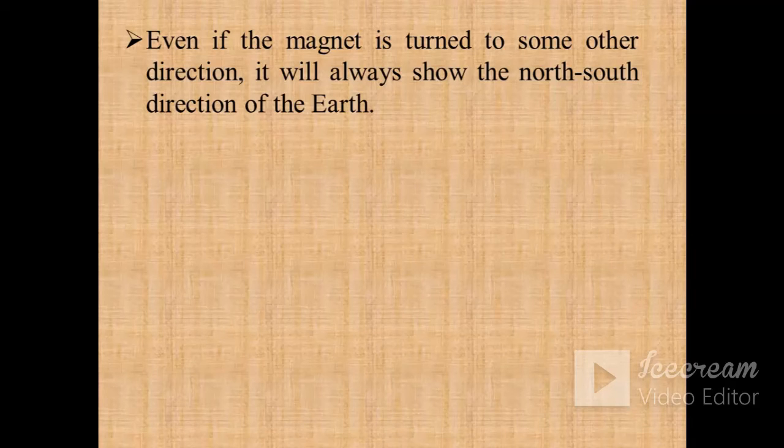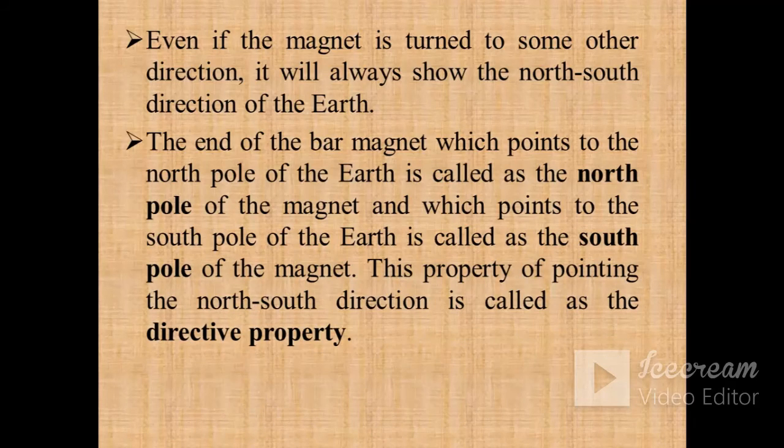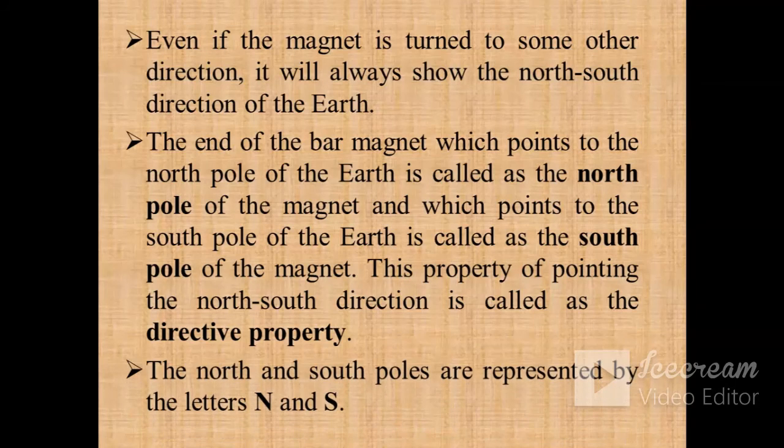Even if the magnet is turned to some other direction, it will always show the north-south direction of the earth. So even if you disturb the magnet from its direction, again it will point towards the north-south direction. The end of the bar magnet which points to the north pole of the earth is called the north pole, and the end which points towards the south pole is called the south pole of the magnet. And how do we represent the north and south poles? We represent the north pole by the capital letter N and the south pole by the capital letter S.